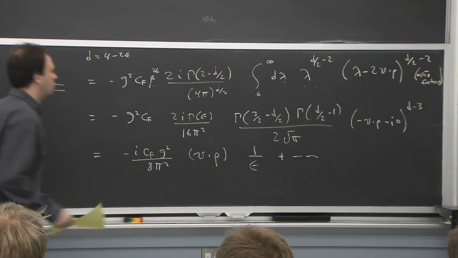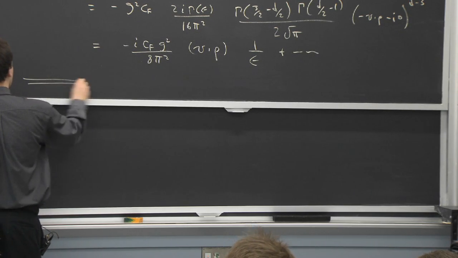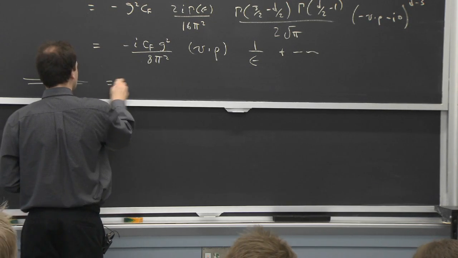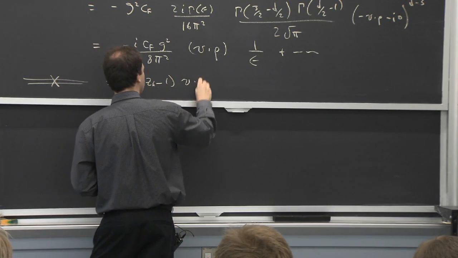And we get a divergence. So add a counter term for wave function normalization.